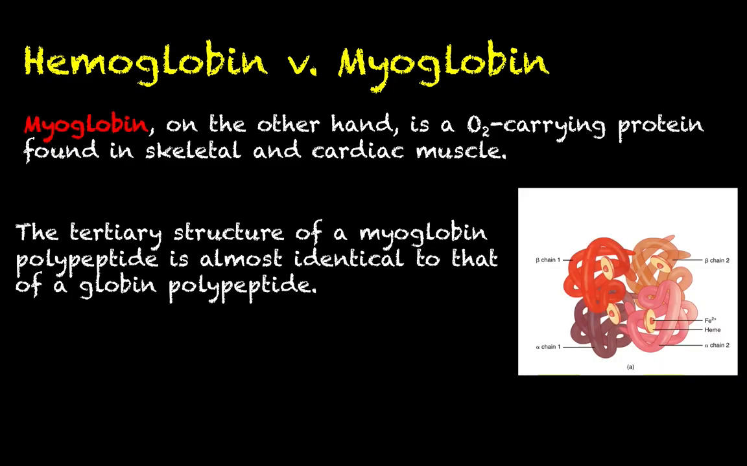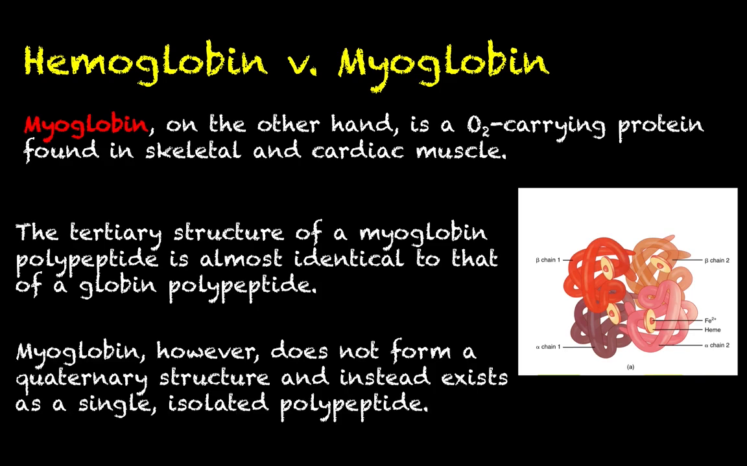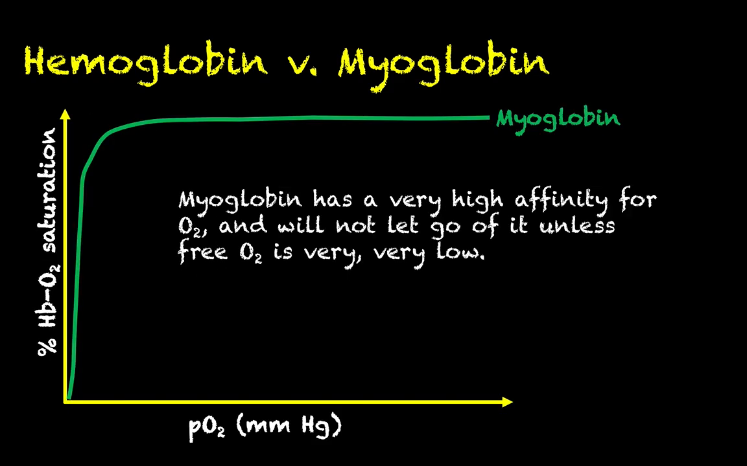If you compare the tertiary structures of myoglobin and beta globin, then you would find that they are almost identical to one another. The difference, though, is that myoglobin does not form quaternary structure. The natural state of myoglobin in muscle fibers is to be a single polypeptide that does not form quaternary structure.